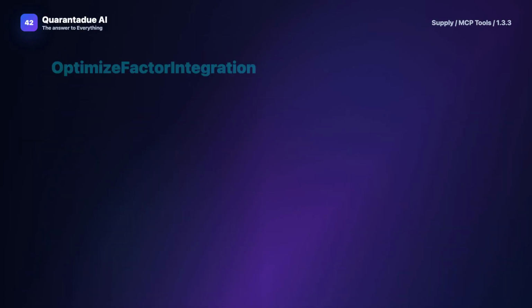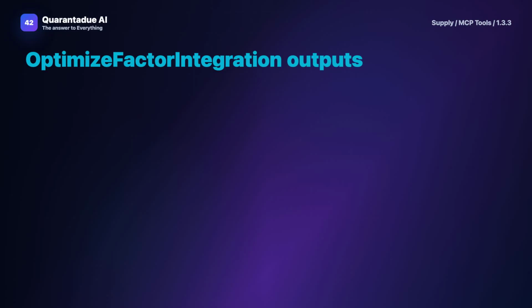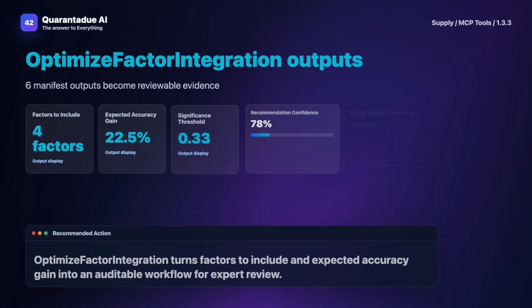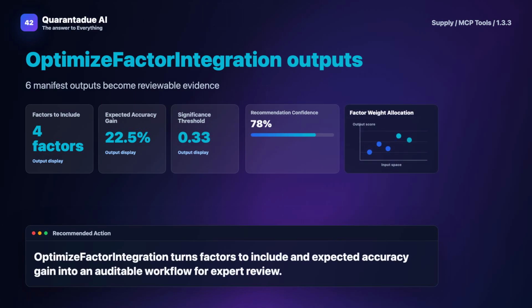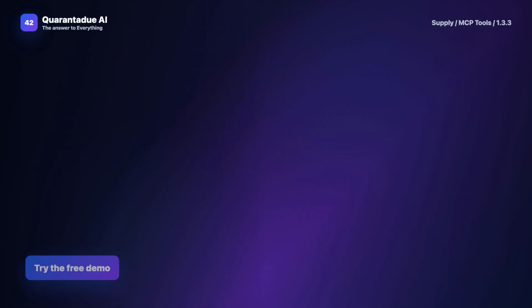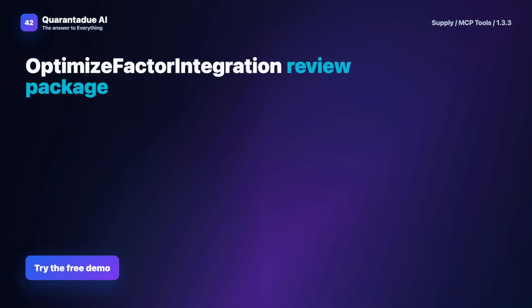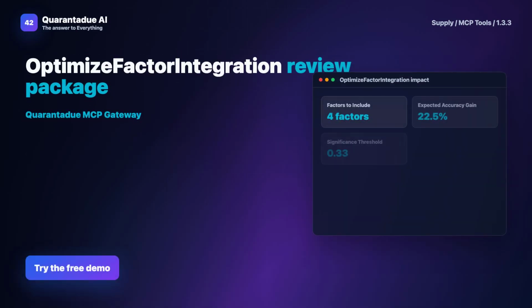This keeps the process deterministic, reviewable, and aligned with how supply teams actually make decisions. Optimize factor integration returns structured outputs such as factors to include, expected accuracy gain, significance threshold, recommendation confidence, and factor weight allocation. These outputs are designed to support review, reporting, comparison, and follow-up actions.